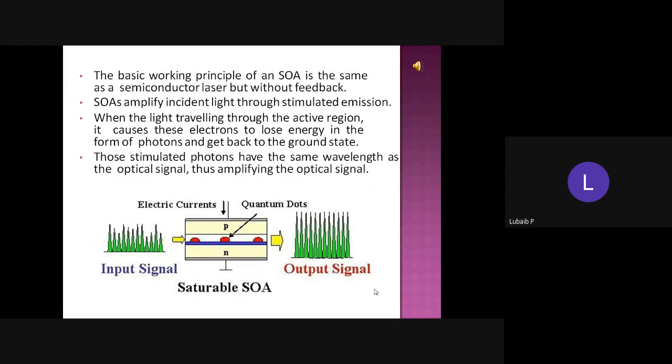In this figure, we can see the input signal being applied to a semiconductor optical amplifier. When that light travels through the active region, it causes electrons to lose energy in the form of photons and get back to the ground state. Those stimulated photons have the same wavelength as the optical signal, thus amplifying it, and we get the output signal as in this figure.